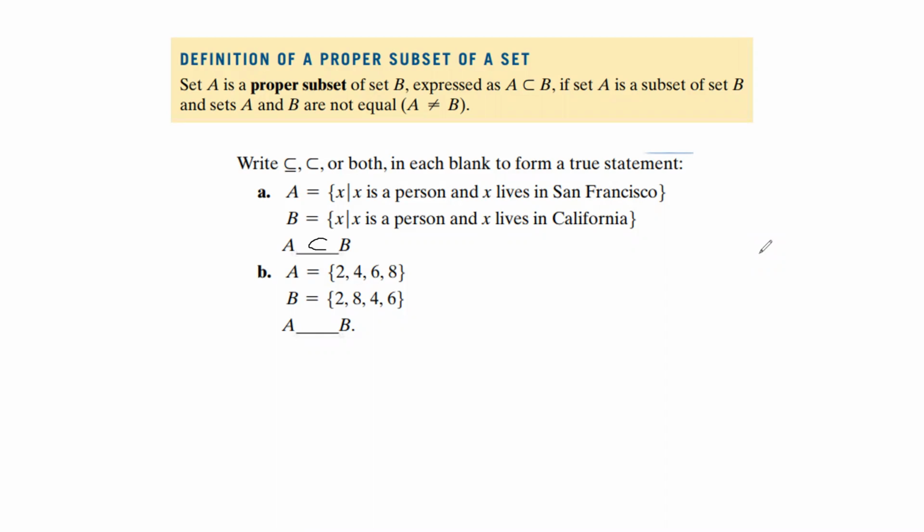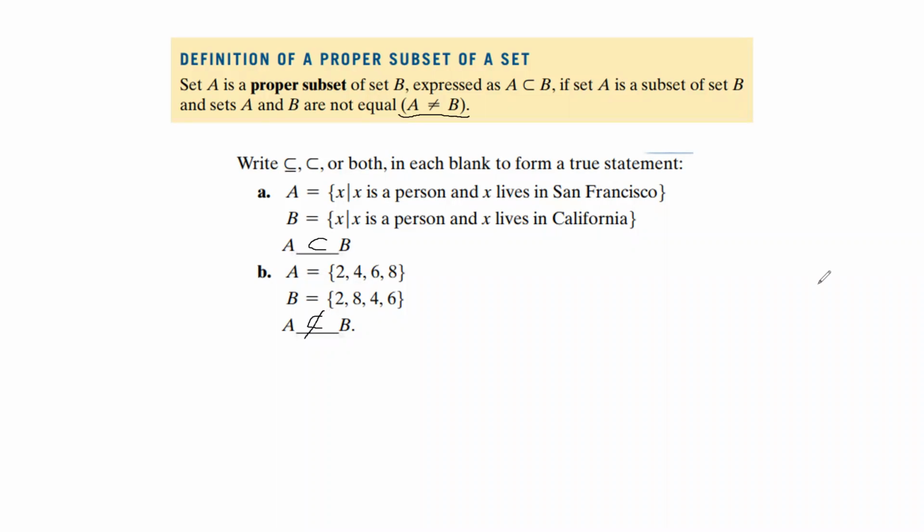Now for part B, A is 2, 4, 6, 8, B is 2, 8, 4, 6. And so that falls into the definition of two sets being equal. They're not ordered the same, but they have the same number of elements, and all of those elements are the same. So this one is a subset, certainly. That's true. But it is not a proper subset, because in order for something to be a proper subset, they can't be the same size. So those two are subsets of each other, but they are not proper subsets.